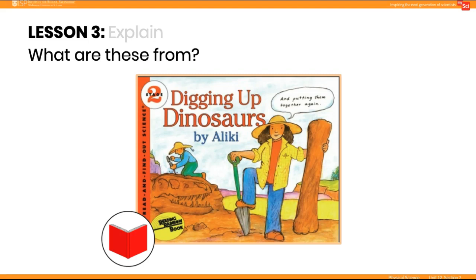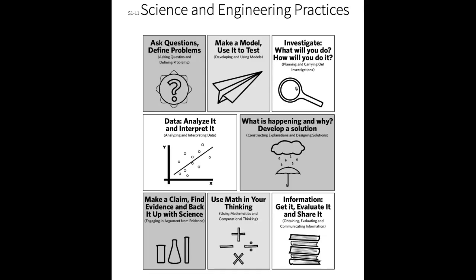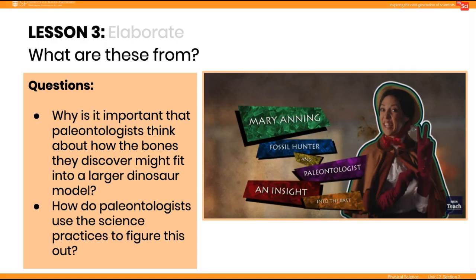Then read Digging Up Dinosaurs by Aliki, using the Read Aloud guide on Teacher page 7. Students should have access to the Science and Engineering Practices worksheet on Student Journal page 2 during this read aloud. In the Elaborate, remind students that Richard Owen was a paleontologist from the 1800s that they heard about in The Dinosaurs of Waterhouse-Hawkins. Mary Anning is another famous paleontologist who discovered lots of fossils. Then show students this video on Mary Anning.